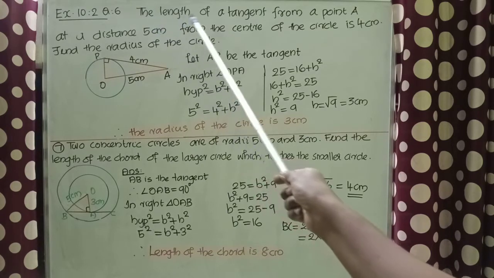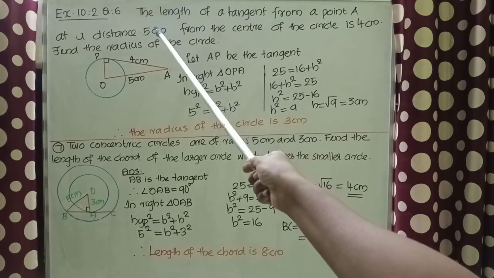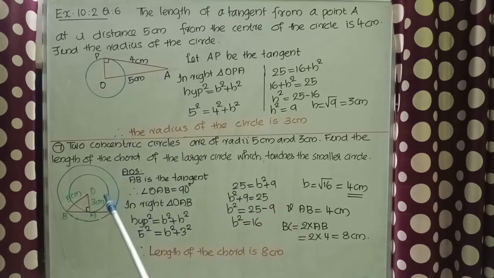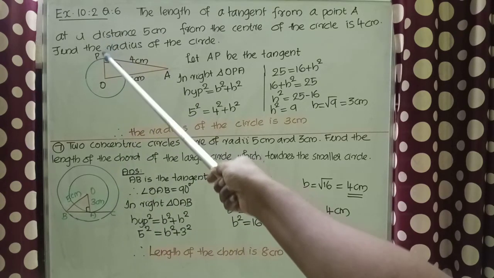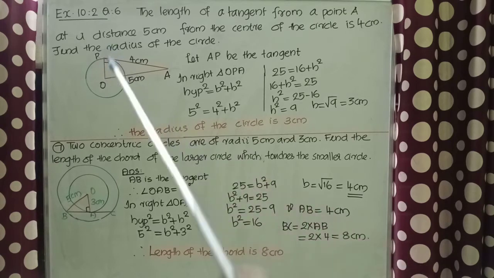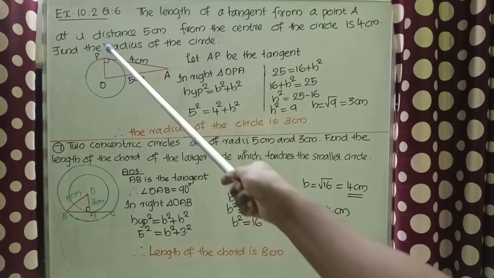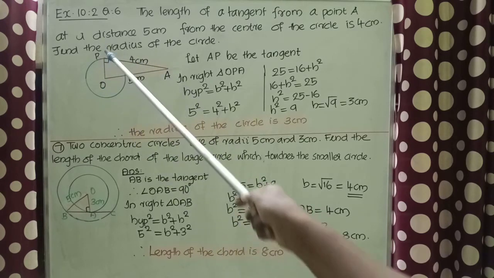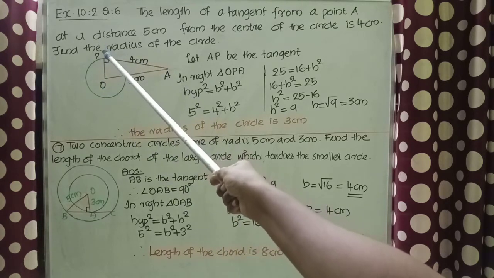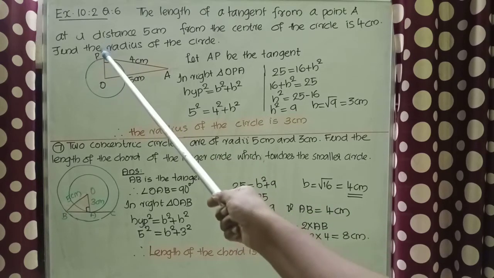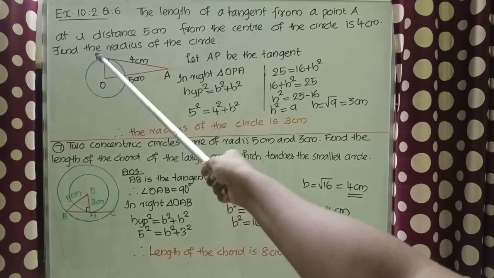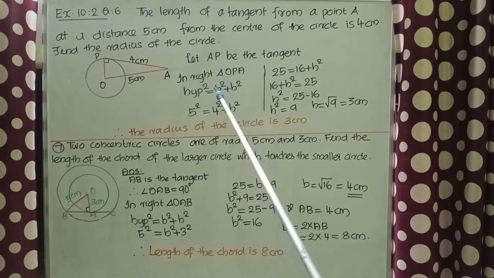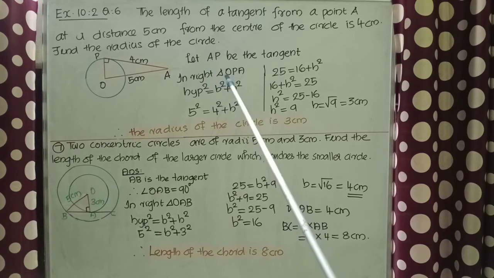Again given distance from the center is 5 cm. That means AO is 5 cm. We need to find out the radius, that is OP. We know OP is the radius and AP is the tangent. So this angle P is 90 degrees and this triangle OPA is a right triangle. So we can apply the Pythagoras theorem in that triangle.